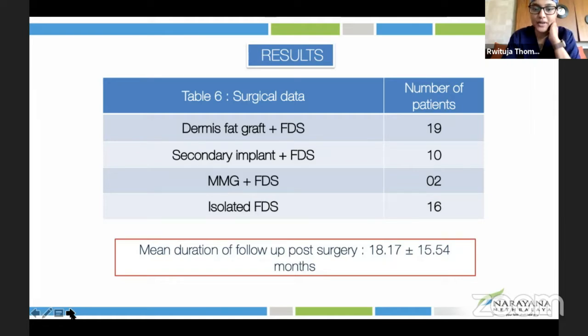In addition to that, when there was a surface deficit, a mucous membrane graft was performed. If there was a volume deficit with fornix, then a secondary implant in FDS. And if all three, a dermis fat graft in FDS. The mean follow-up was around 18 months.